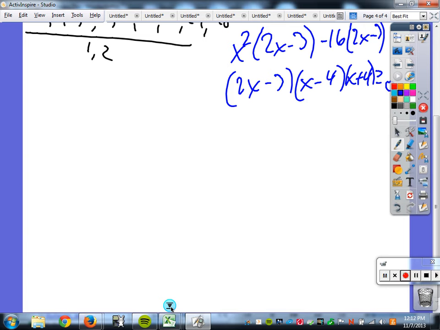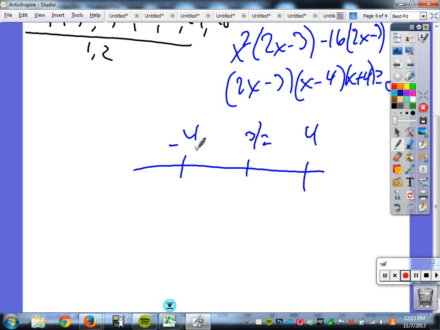Okay, what are my zeros, ladies and gentlemen? 3 halves is one of them, 4 is one of them, negative 4. We do our chart. That's what we do, guys. We get up there, we find our zeros, we do our chart, right? Is that important right now? I don't think so. Okay, so what do we do now?